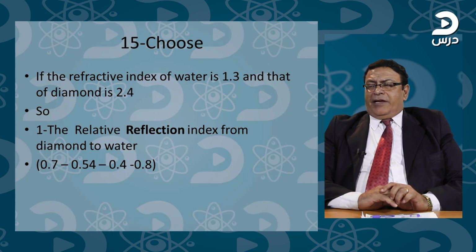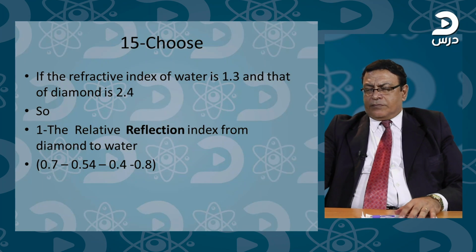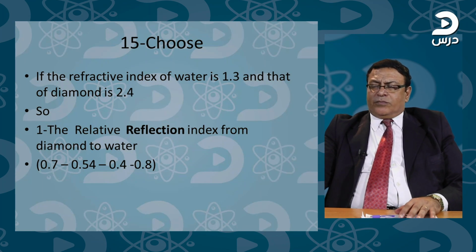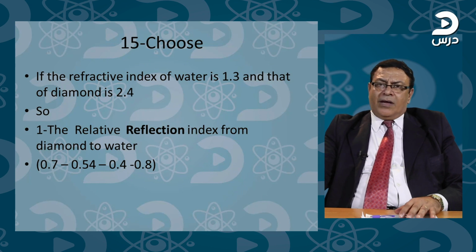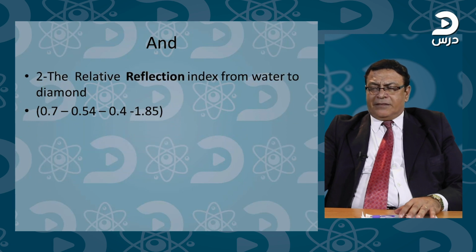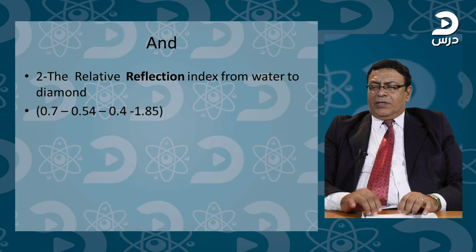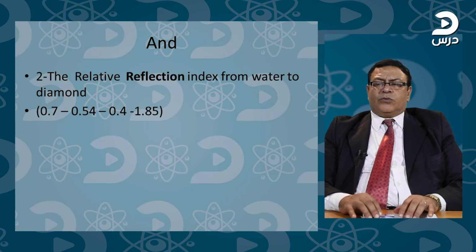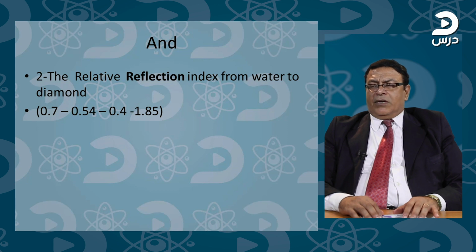The last question. It says: if the refractive index of water is 1.3 and that of diamond is 2.4, number 1, the relative refractive index from diamond to water, is it 0.7, 0.54, 0.4 or 0.8? And question number 2, the relative refractive index from water to diamond, is it 0.7, 0.54, 0.4 or 1.85?